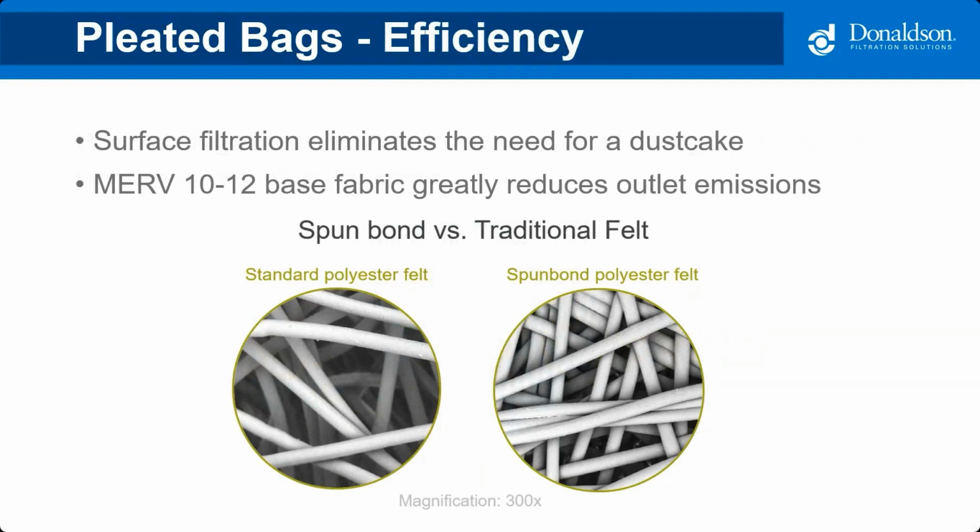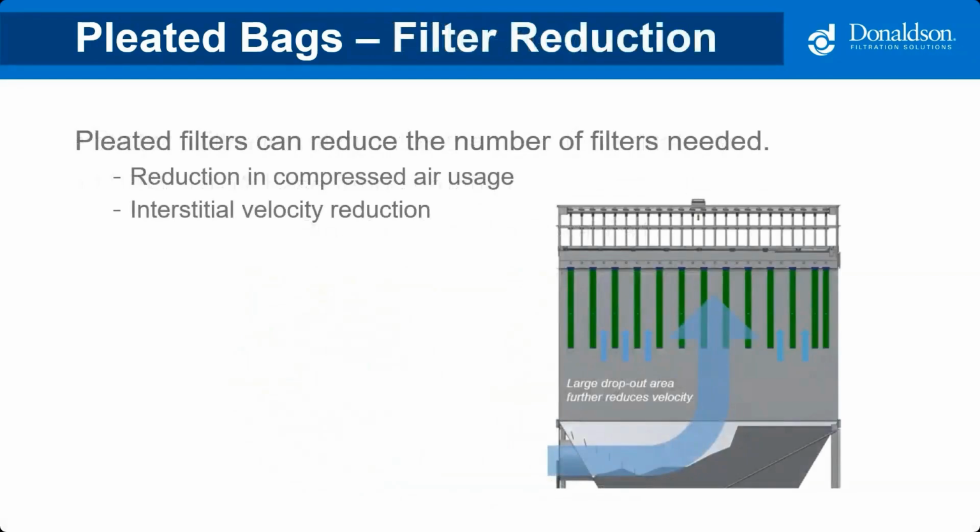Efficiency is another fantastic reason to switch over to them. Remember, I mentioned earlier, MERV 10 to 12. The spunbond polyester is far more efficient than your standard polyester felt. And remember, it uses surface filtration versus depth filtration, and so just as it is, it's going to be more efficient. So even if you don't have your cleaning in check, you're still going to be getting extremely efficient operations.